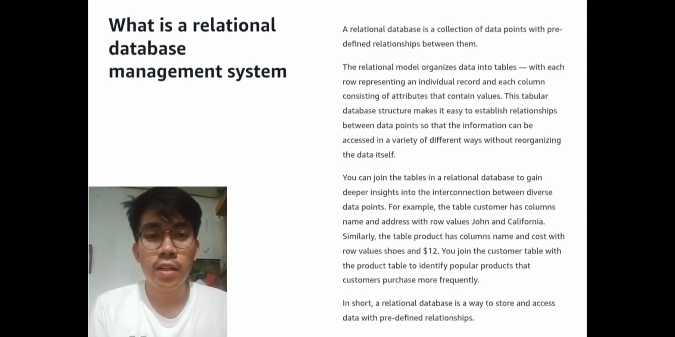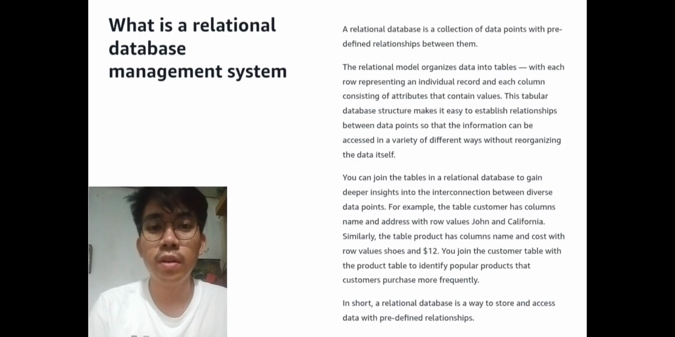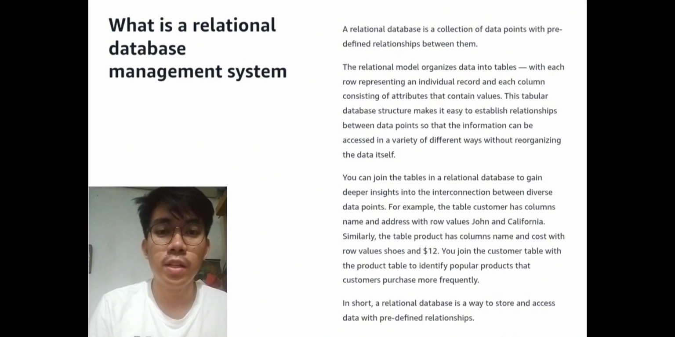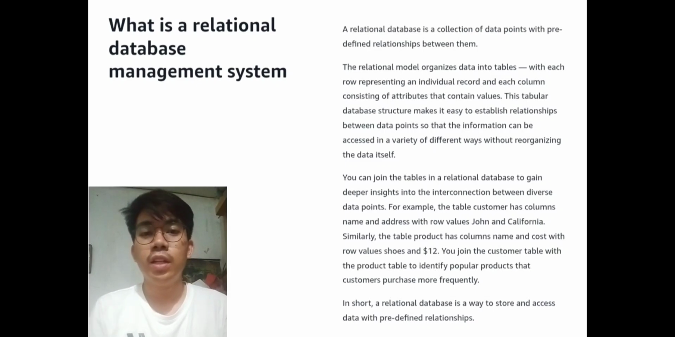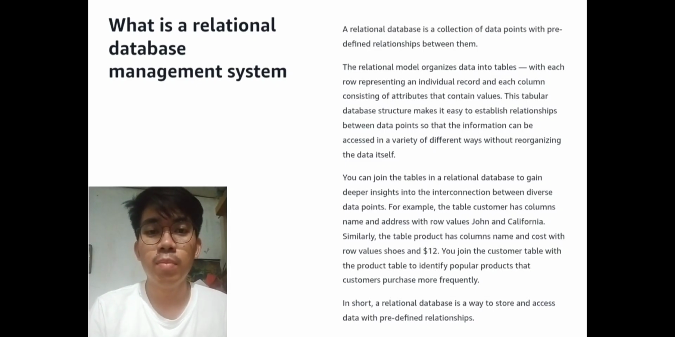What is a relational database management system? It's a collection of data points with predefined relationships between them. The relational model organizes data into tables, with each row representing an individual record and each column consisting of attributes that contain values. This tabular database structure makes it easy to establish relationships between data points so that the information can be accessed in a variety of different ways without reorganizing the data itself.